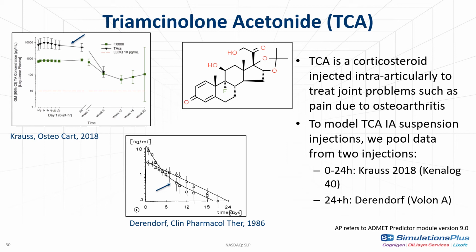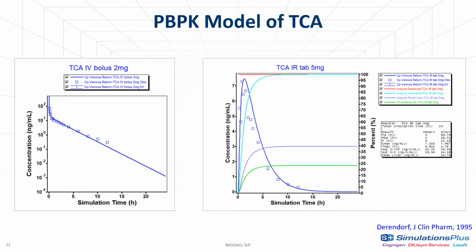And to do this, we actually ended up pooling data from 2 different injections with the same dose. For the first 24 hours, we used data from a Kinalog injection, and all of the data after that came from a Volon A injection. Those concentration time profiles that I showed previously came from the plasma. So the first thing that we did was actually to build a PBPK model of TCA so that we could describe its distribution and elimination in the systemic circulation.